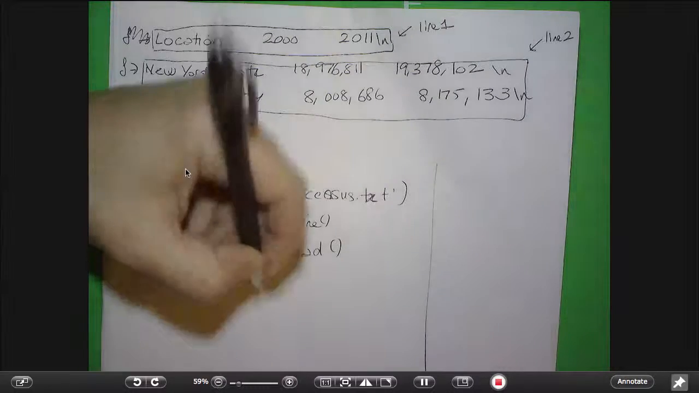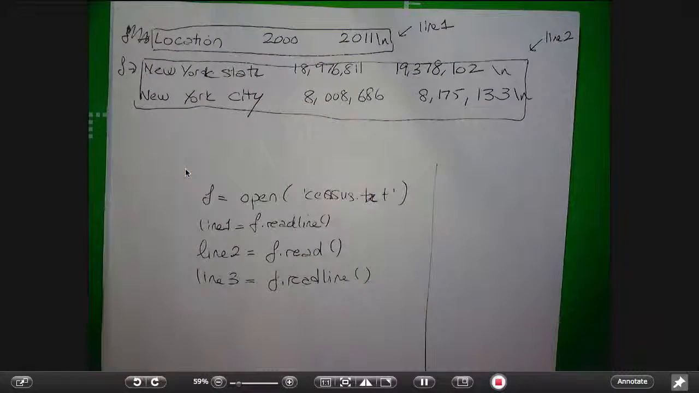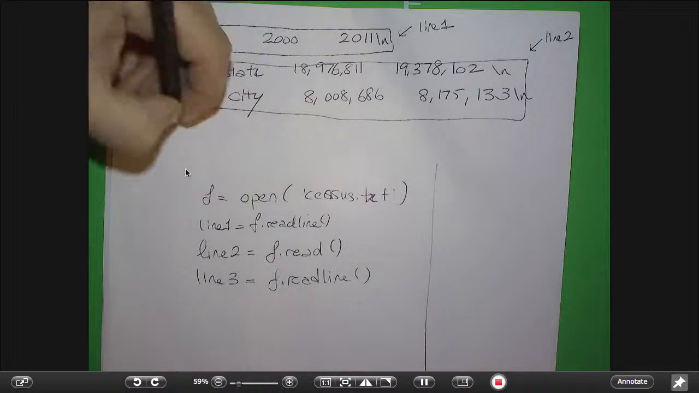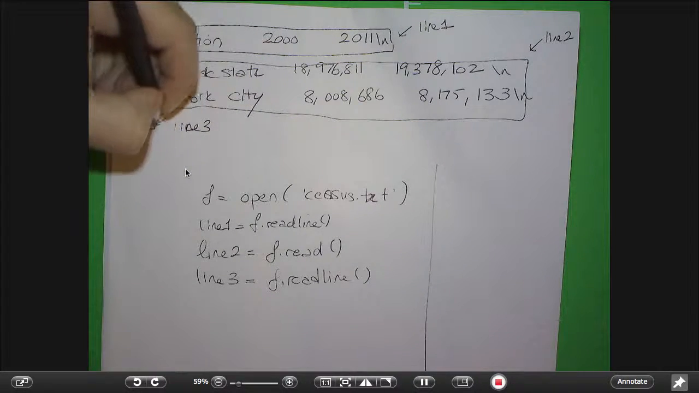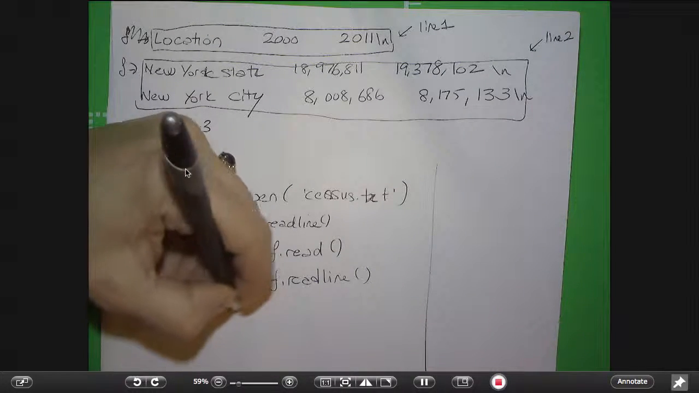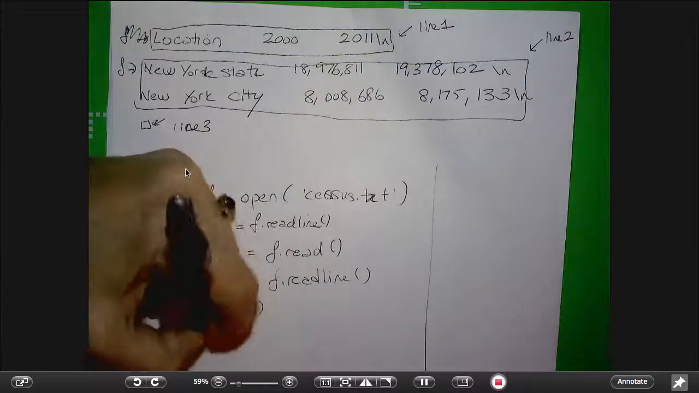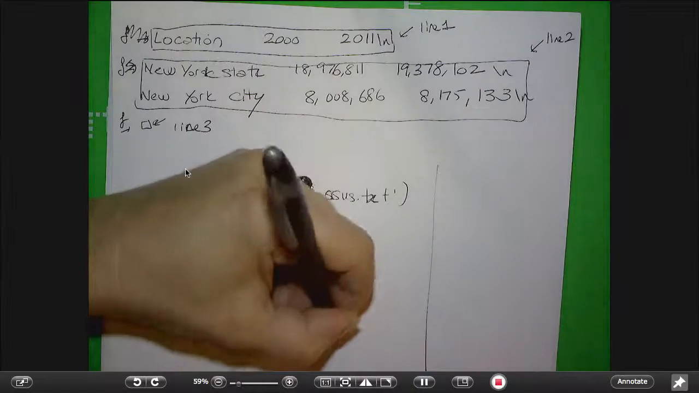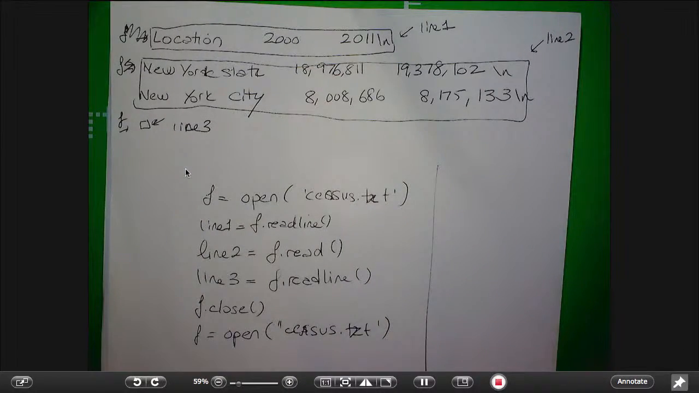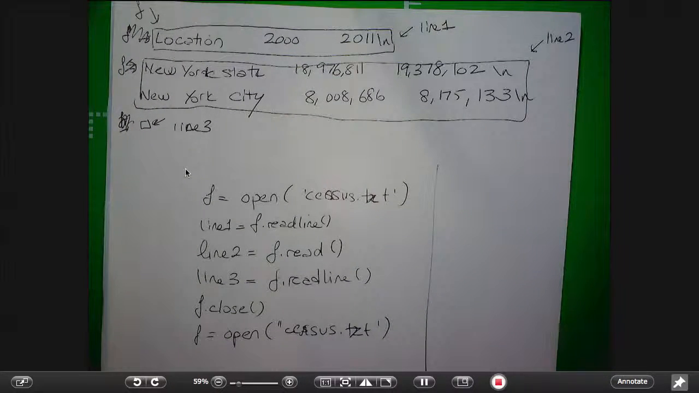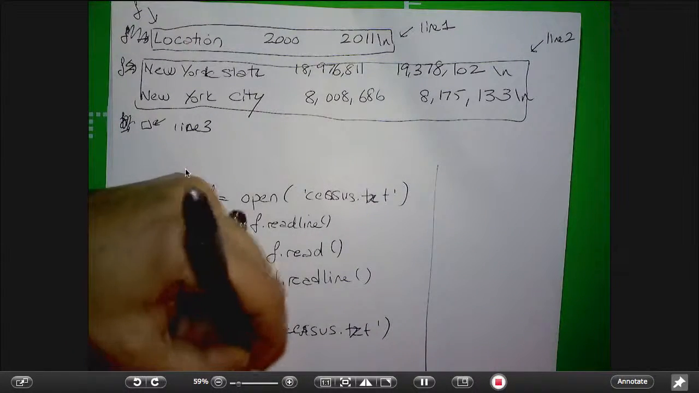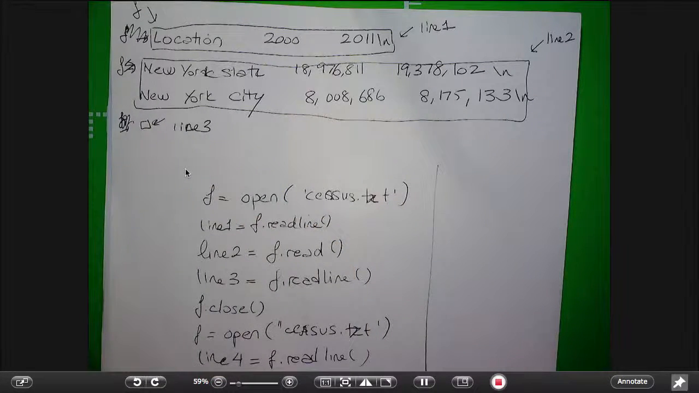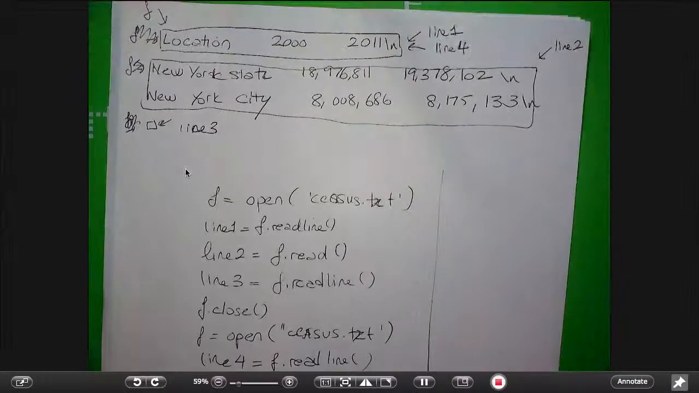Next I have line 3 is equal to f.readline, which will be empty. Exactly. There's just really not much going on in line 3. It is empty. Okay. f.close. Now I reopen again. Because F was pointing here, so line 3 was here. Now I reopened F, that means the F pointer now moves again to the top. So if I do line 4 is equal to f.readline, what will line 4 be? Again, the first line, same as line 1, right? So line 1 and line 4 should really be the same.